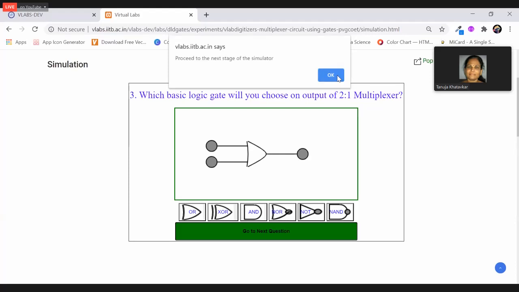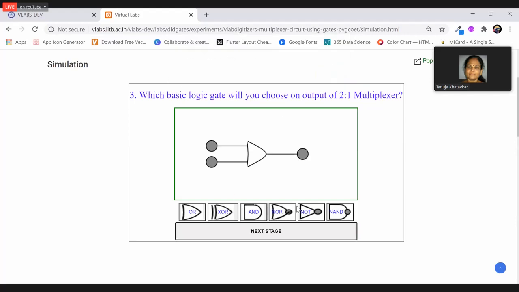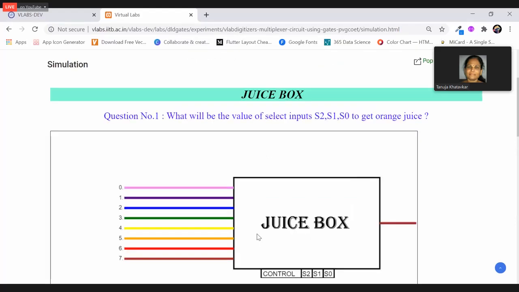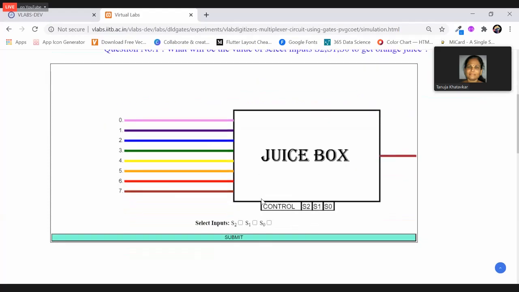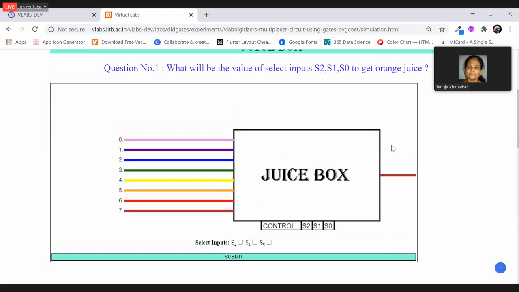So he has completed the first level, and he goes to the next one. Proceed to the next stage of the simulator. So you click on next stage. And now let us see whether he has understood the function table of the multiplexer. So here there's a question. What will be the value of the select inputs S2, S1, S0 to get orange juice? Please click the answer.